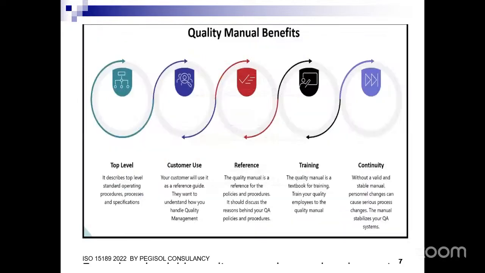Now, what is the benefit of the quality manual? It describes top-level standard operating procedures, processes, and specifications. Your customers will use it as a reference guide if they want to understand how you handle your quality management. They could ask, what does the QA manual state about this? It serves as a reference for the policies and procedures, and it should discuss the reason behind your QA policies and procedures.